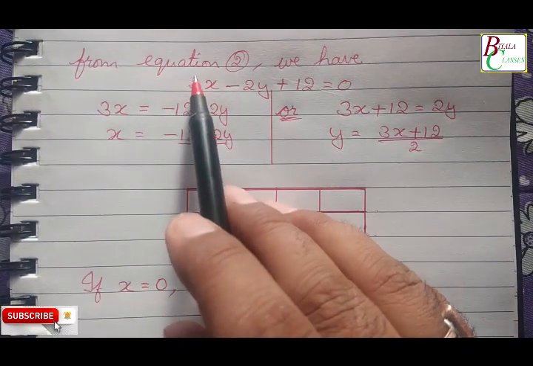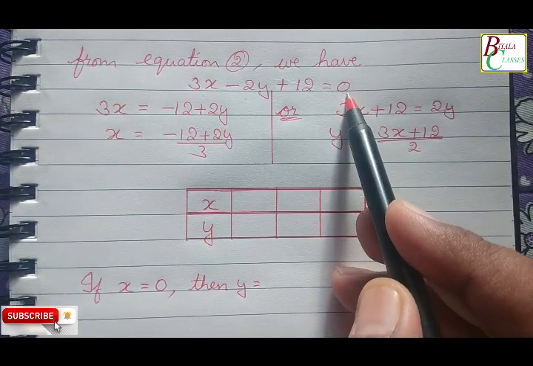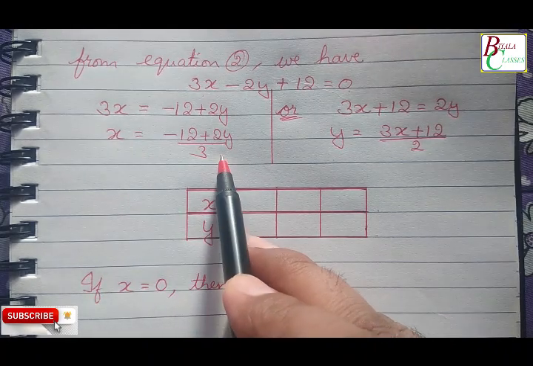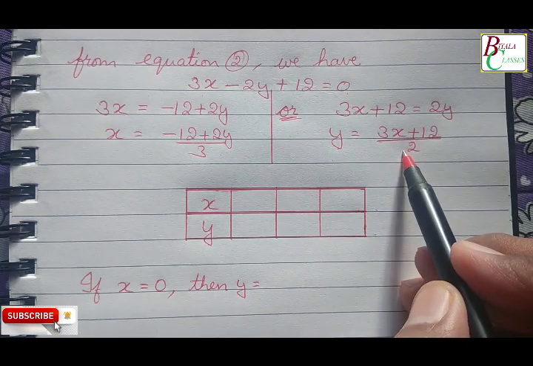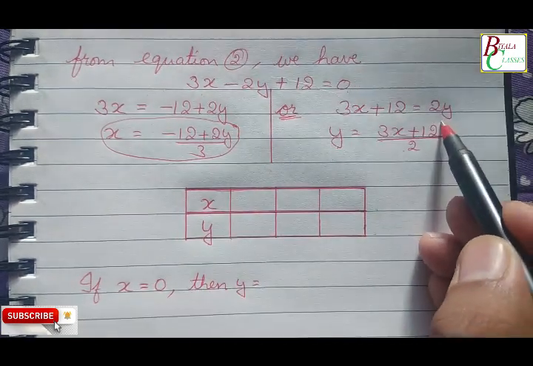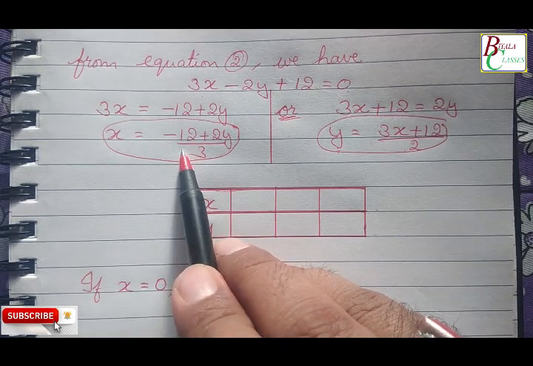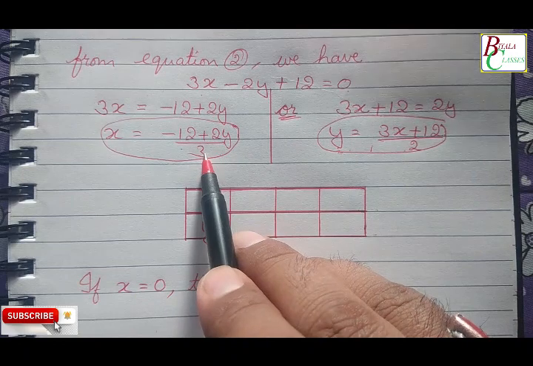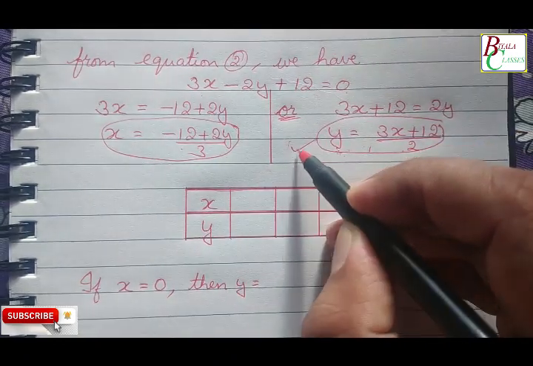So here is the second equation which we have, that is 3x minus 2y plus 12 equals to 0. Again you can see I have found the value of x in terms of y, and even I have found the value of y in terms of x. So either you can go with this part or you can go with this one. It is an optional one. You can either calculate value of x or value of y. Only one is to be done. So here I have done both for you, but I am going to solve with this second part now.